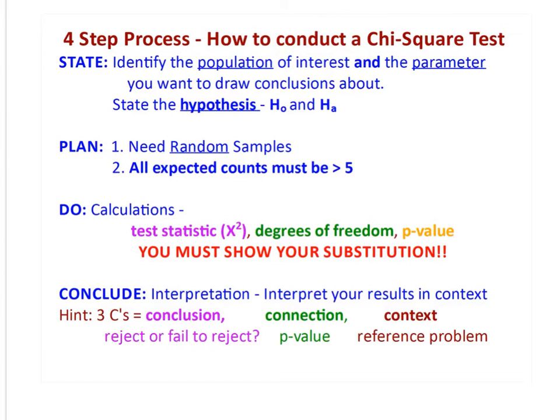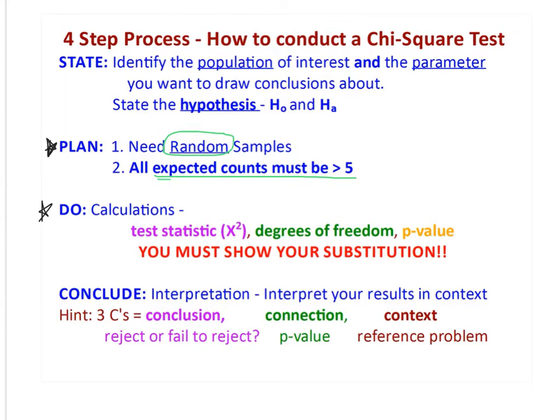So there's a 4-step process for how to conduct a chi-square test. It's still the state, plan, do, conclude steps. State is the exact same. Conclude is the exact same, but the plan and the do are a little bit different. And we're going to talk about the plan a little bit more in this video, but we also talked about it in class. The first thing in the plan step is they have to be random samples. And that's pretty standard. We've been using the random sample condition for a while.